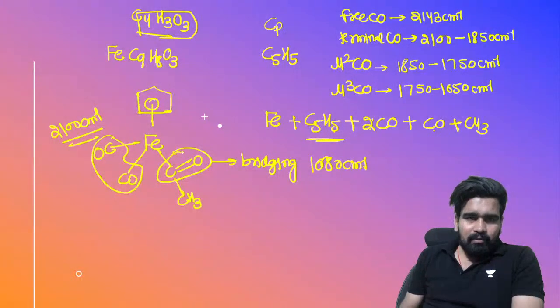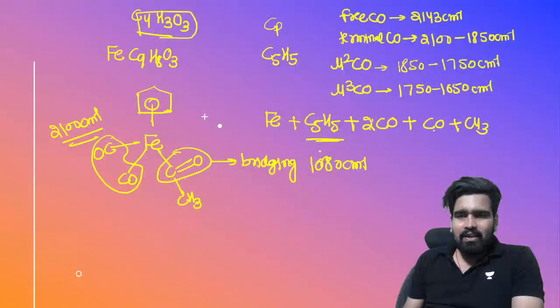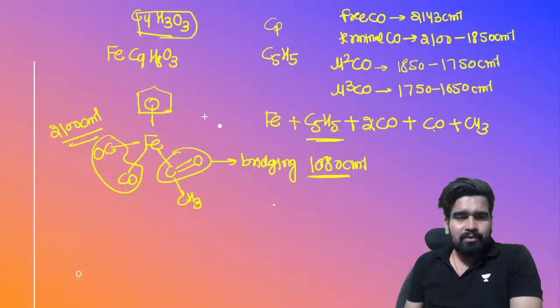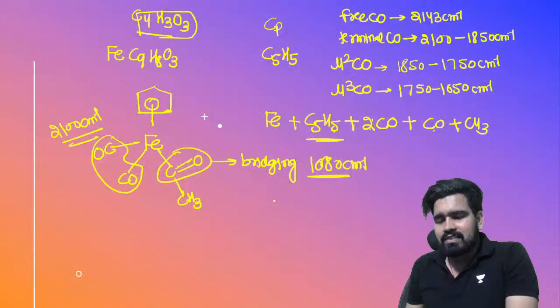So this value, 1680, tells about the bridging CO. That's why there is one bridging CO. And we can also discuss the NMR data. It shows this complex gives two signals, one signal at 2.5 ppm and one at 5 ppm.